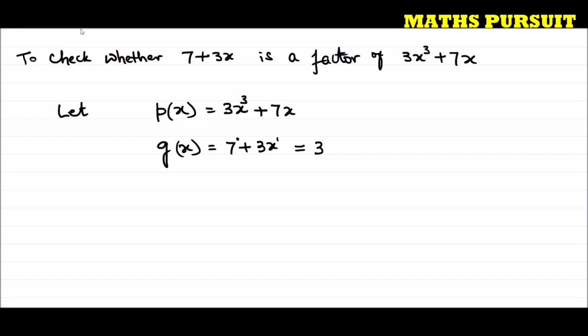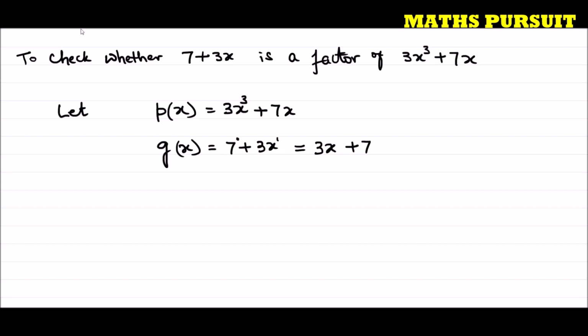In order to solve this type of equation, we need to rearrange. That means instead of 7 plus 3x, I need to write 3x plus 7. This is what we need to do. And we have assigned p(x) and g(x) so that it would be easy for us to do our calculations. Now guys, the question is asking us to check whether 7 plus 3x is a factor of 3x to the power 3 plus 7x or not.